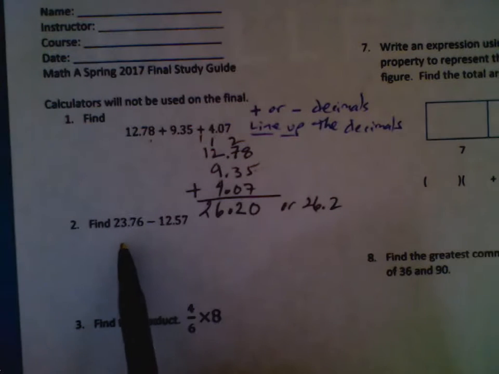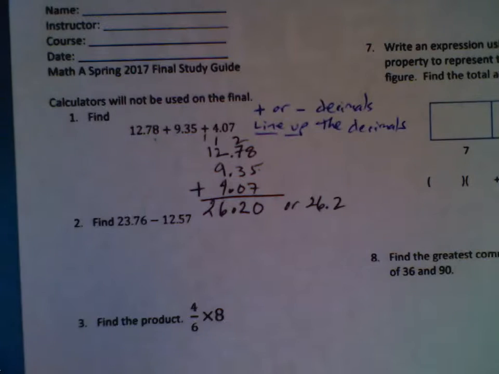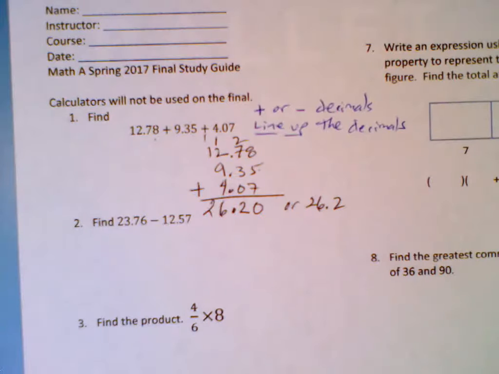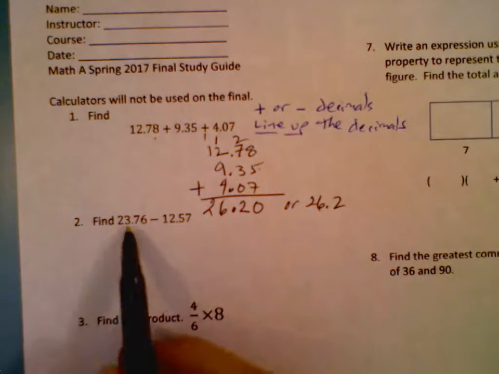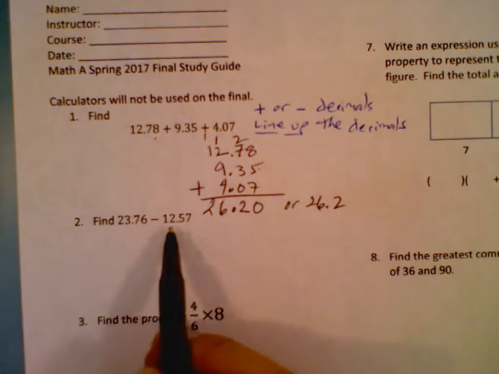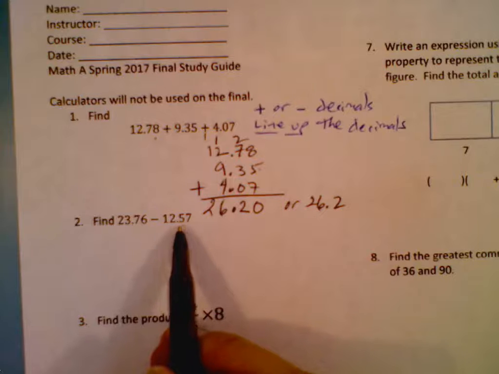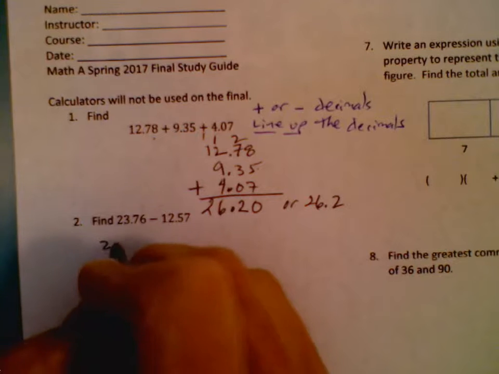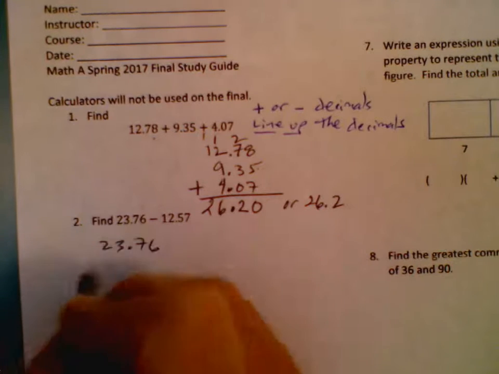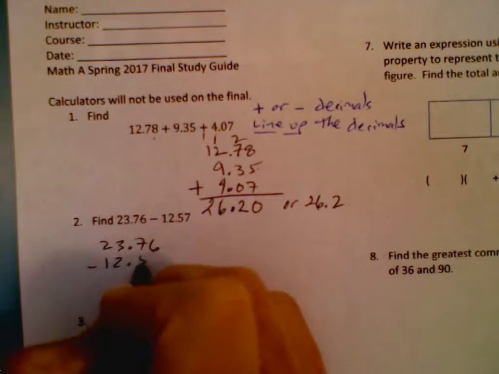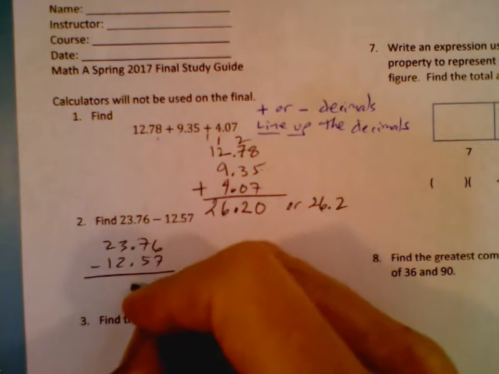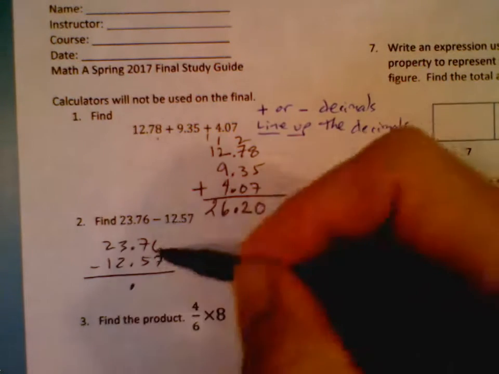So I'm subtracting. Let's see if I can get some better light on this. So now I'm subtracting 23 and 76/100ths minus 12 and 57/100ths. Again, when adding or subtracting, line up the decimals. So I have 23 and 76/100ths minus 12 and 57/100ths. Decimal points will just come straight down. And I just proceed as I normally do with subtraction.